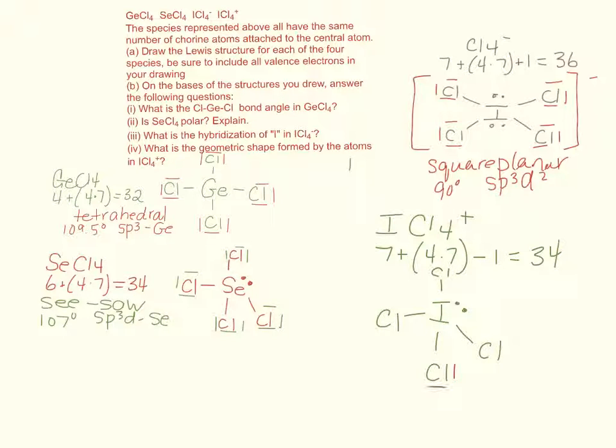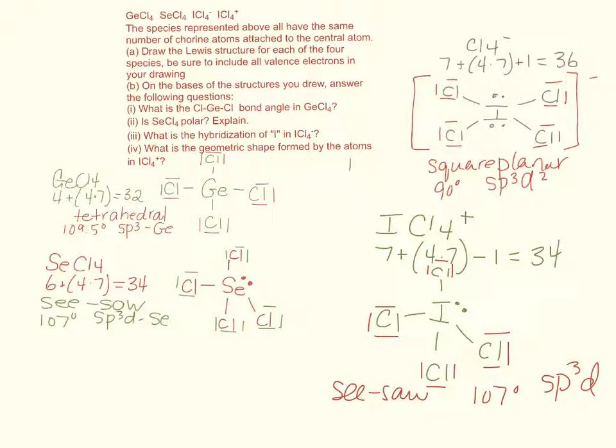So this is seesaw again. And we already know that the angles on seesaw are 107 degrees. And since it looks exactly like the SeCl4, I also know that it is sp3d. Okay, so let's go back to our questions.